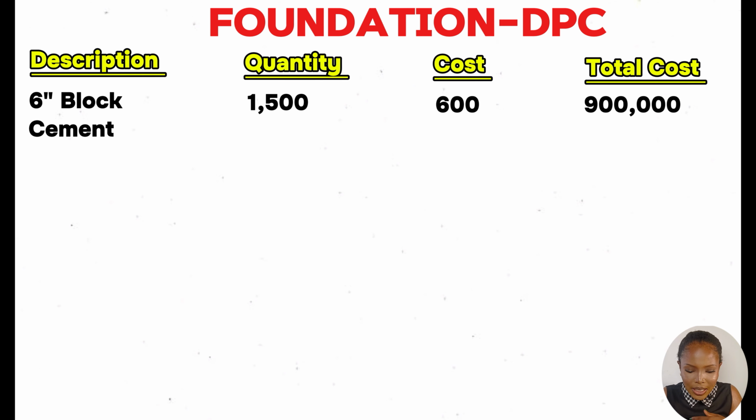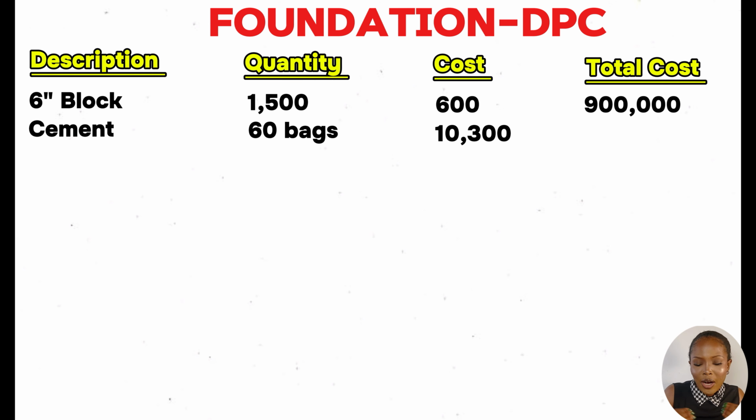You need cement. You need 60 bags of cement, and each bag of cement costs 10,300 naira currently here in Delta State in October 2024. 10,300 naira multiplied by 60 because you need 60 bags, that is giving us 618,000 naira.